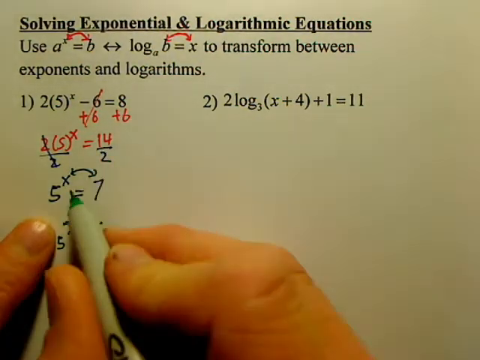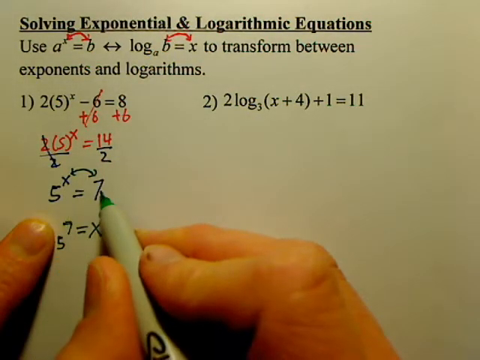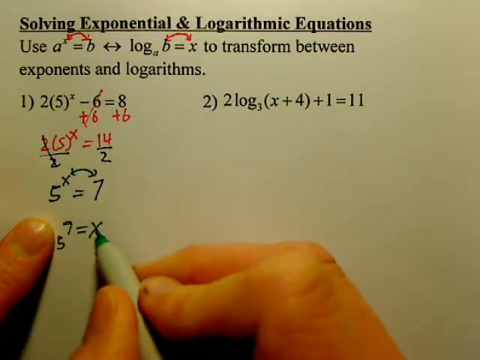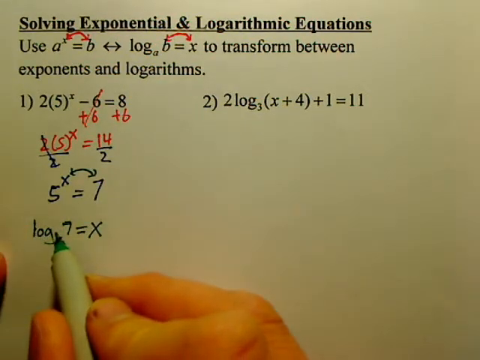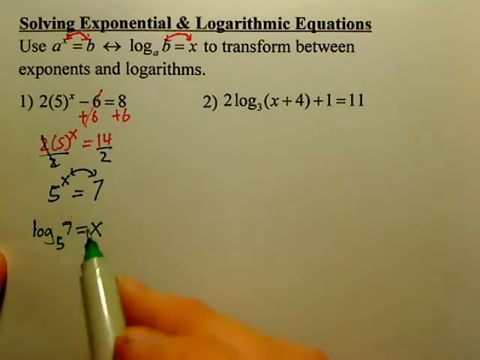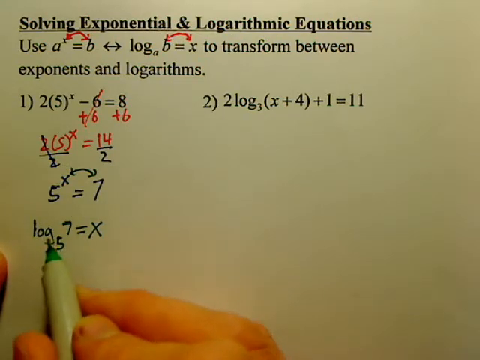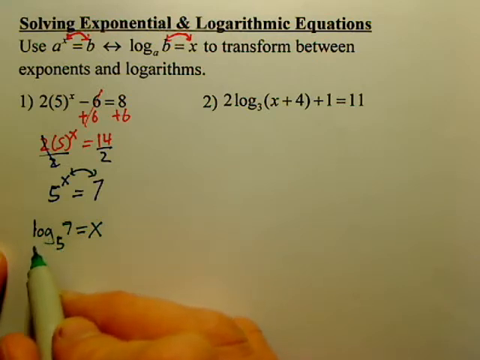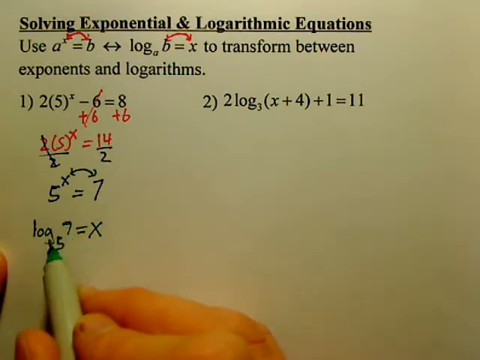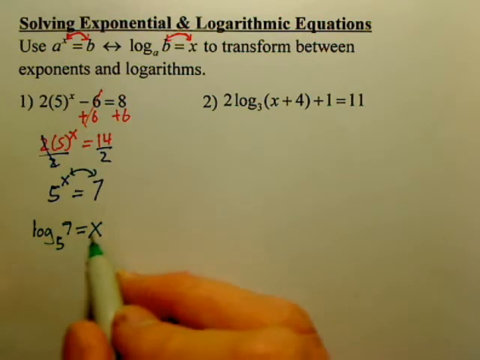See how I switched those two? If you cover that up for a second, switch the x and 7. See how 5 to the 7th equals x? And we put the word log in front. Now, be careful when you do this. The log of 7, the base is 5. That's important. Don't put log 5 to the power of 7. It's completely different. But that right there is your answer.